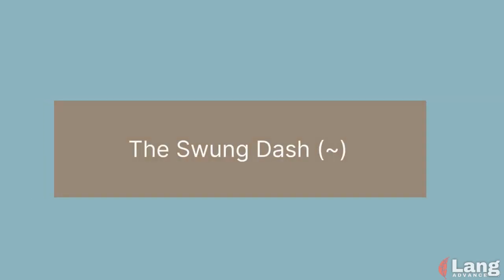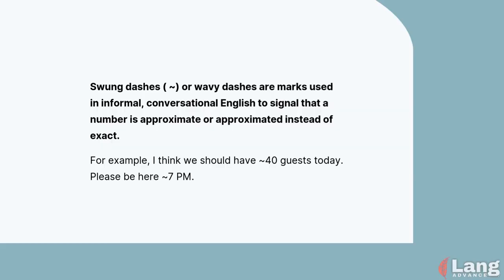The swung dash. Swung dashes, or wavy dashes, are marks used in informal conversational English to signal that a number is approximate instead of exact. For example, "I think we should have ~40 guests today. Please be there ~7 p.m."